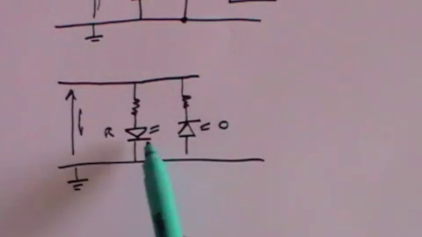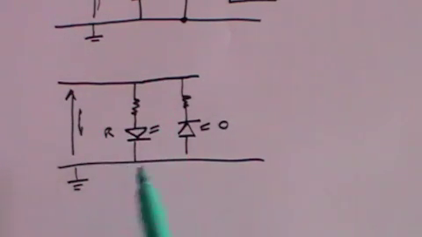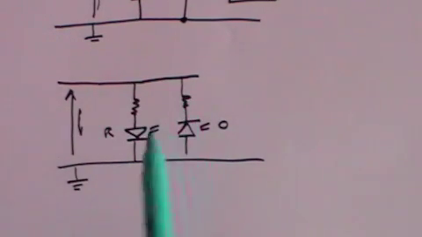So what you've got now is, if the red light is on, that means you've got a positive voltage and the current is flowing that way. If the orange light is on, that means you've got a negative voltage and the current is flowing that way.